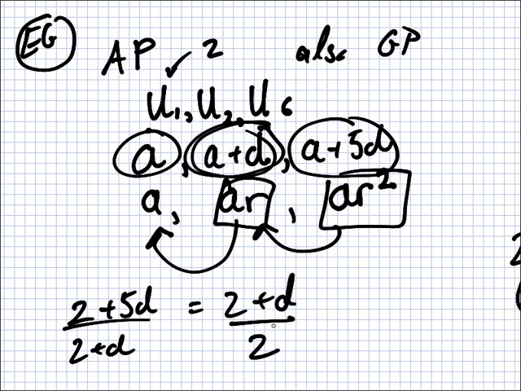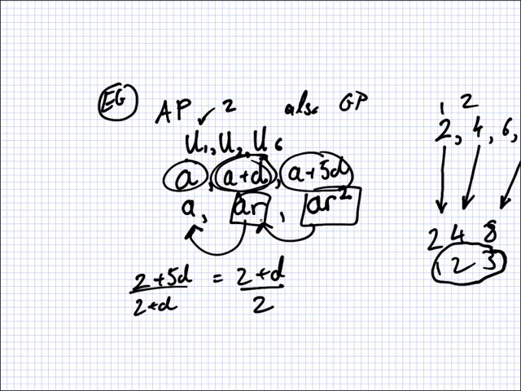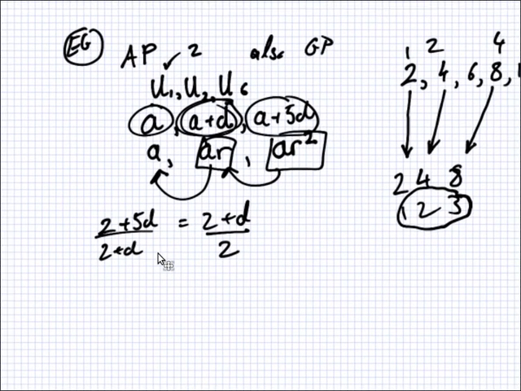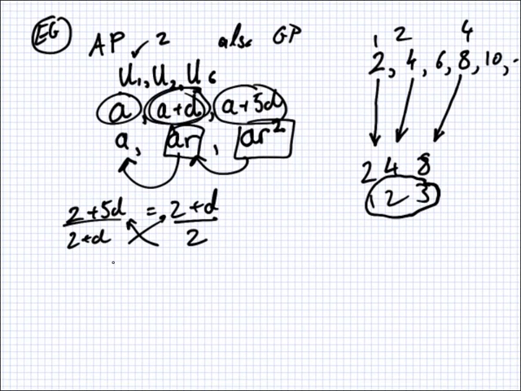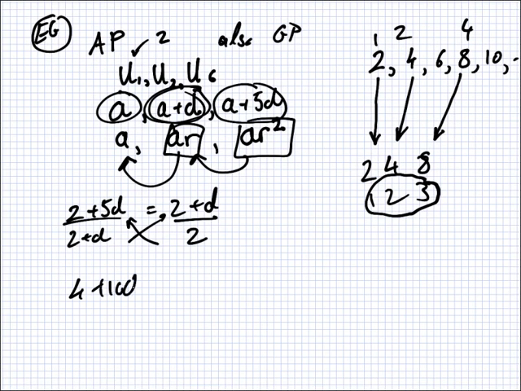Now we can find D. So it's just cross multiplying. It might be quadratic. Let's see. So if we cross multiply, 4 plus 10D is 4 plus 8D.